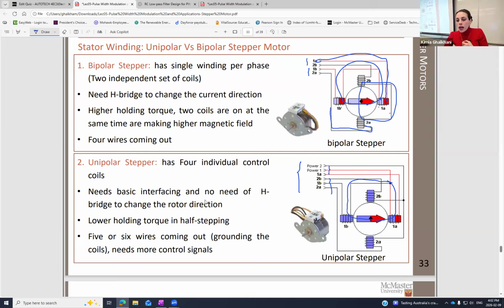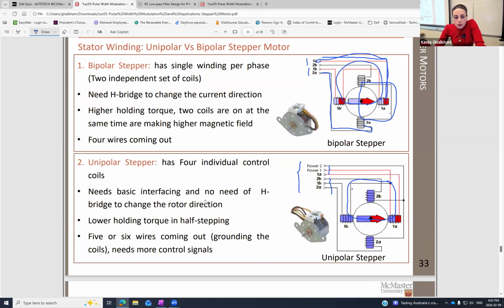1 out from here. If you trace the line, this is 1 out, and this is 1 out. The other 2 are common. In here is different. In here, I have 2 common, 2 common and 4 out. Make sense? That's the difference between bipolar and unipolar.